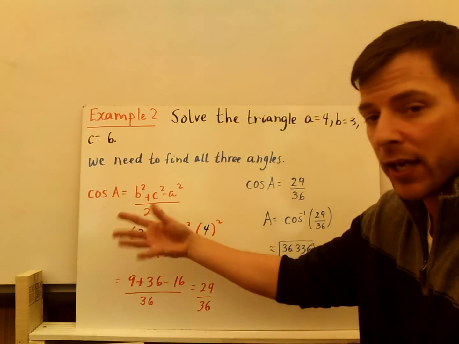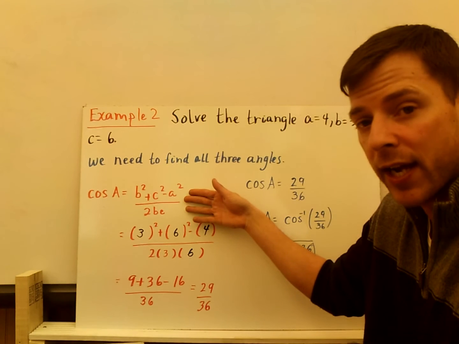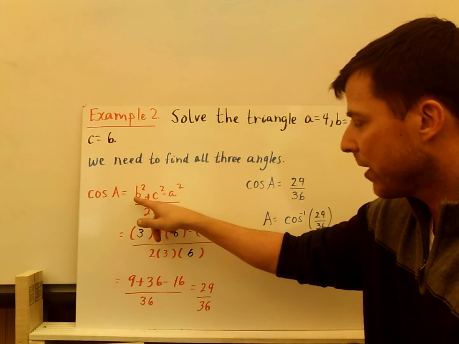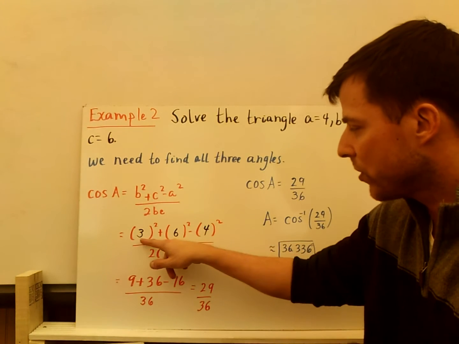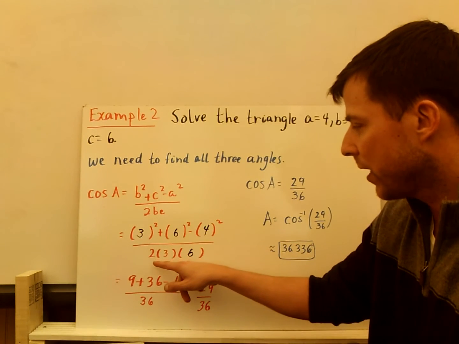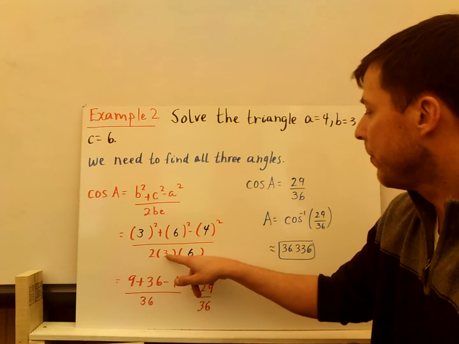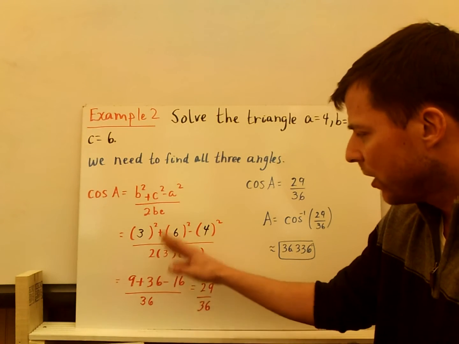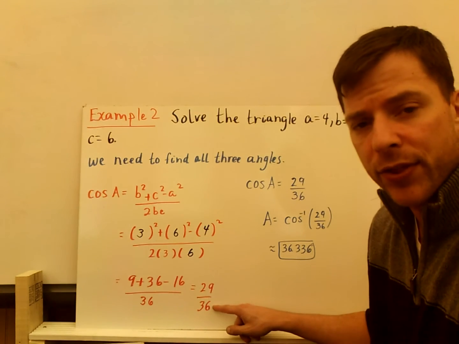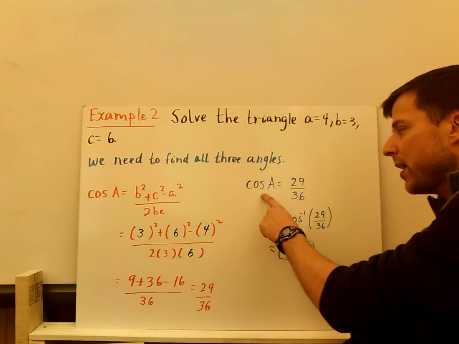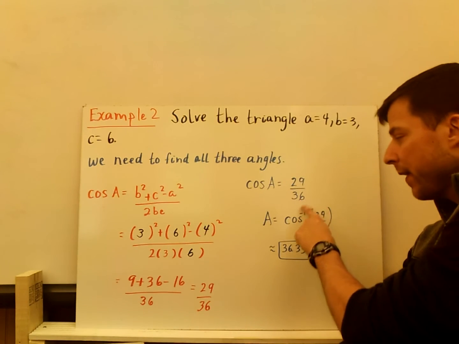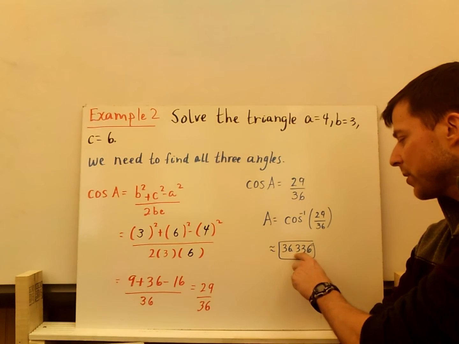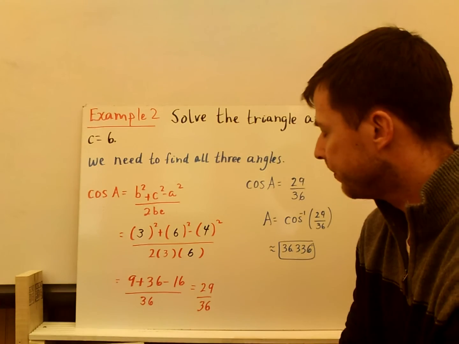I'm going to find A. A is first in the alphabet, so there's my formula for A, the alternative form of the Law of Cosines. I plug in my known values for b, c, and a, which are 3, 6, and 4. When I simplify this down, I get 29 over 36. So the cosine of A is 29 over 36. I take the inverse cosine of both sides, so angle A is equal to 36.336 degrees.